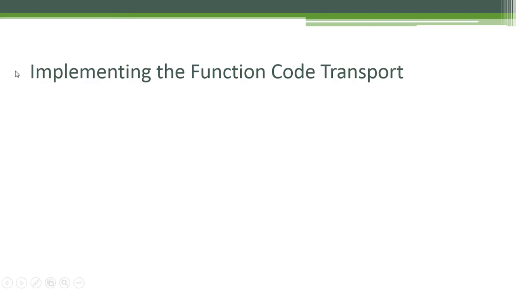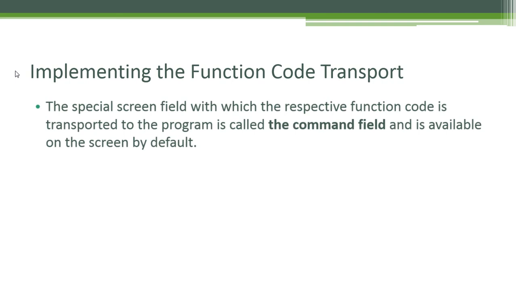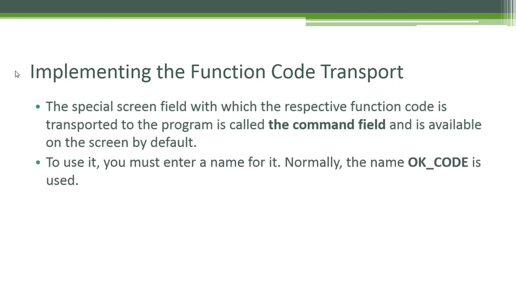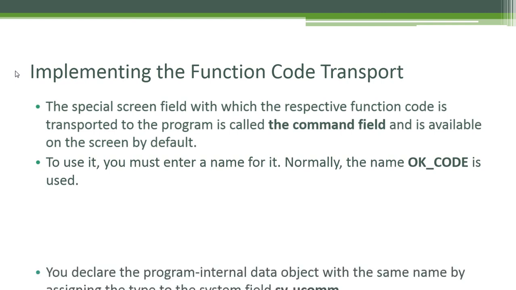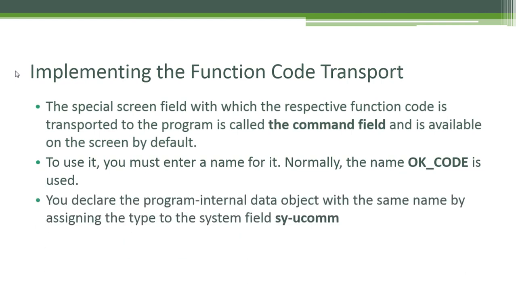So now we're going to implement some functionality to our buttons, implementing the function code transport. The special screen field with which the respective function code is transported to the program is called a command field and is available on the screen by default. To use it, you must enter a name for it. Normally, the name OK code is used. You declare the program internal data object with the same name by assigning the type to the system field sy-ucomm.